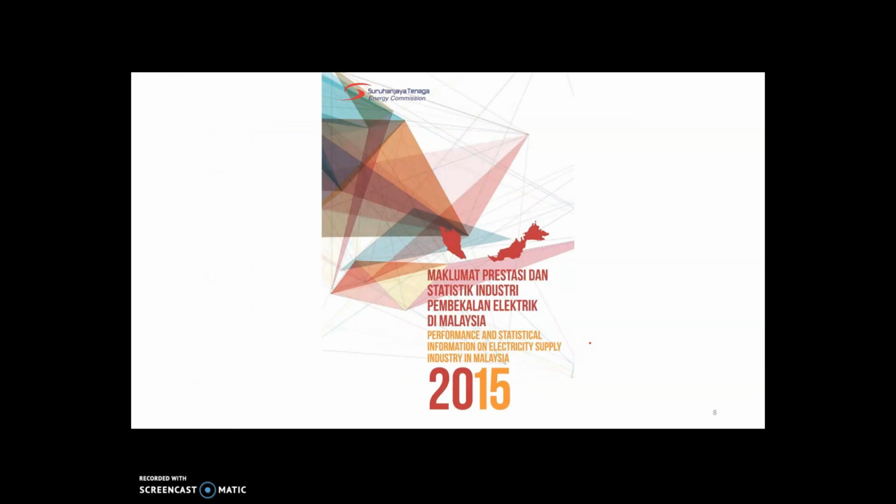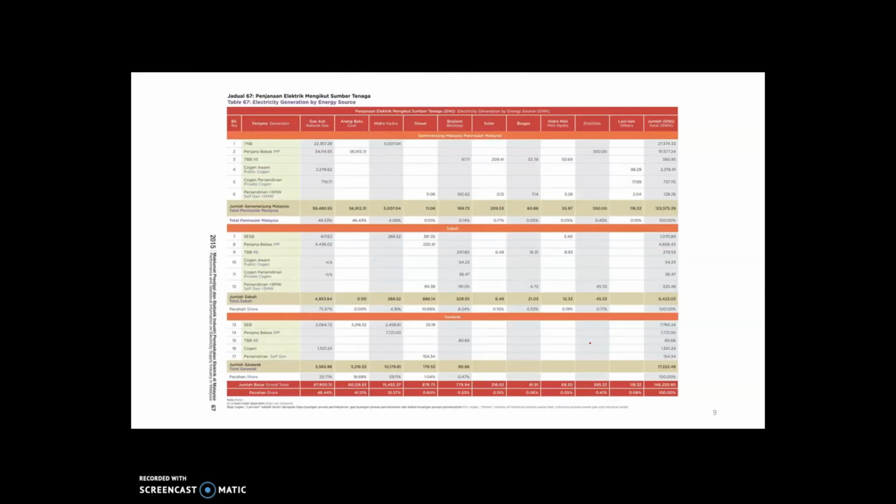So this is the performance and statistical information on the electricity supply industry in Malaysia in 2015, from the Energy Commission data. You can see here the electricity generation by energy source. We have 6 types of generators: utilities, which is TNB, the IPP or independent power producer, renewable energy, public cogeneration, private cogeneration, and self-generation. We have natural gas, coal, hydro, diesel, biomass, solar, biogas, mini hydro, distillate, and others. So this is the electricity generation by energy source from different types of generators.